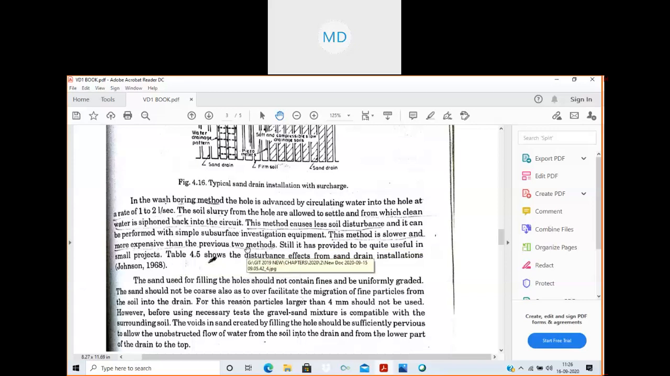Okay, this method is expensive since the wash boring method is used here, so we need to give extra discharge or water to the hole at a rate of 1 to 2 liters per second. Still, it has proved quite useful in small projects. In Table 4.5, nothing much is shown, just the disturbance effect after the installation of the sand drains. I will provide the table in the WhatsApp notes.